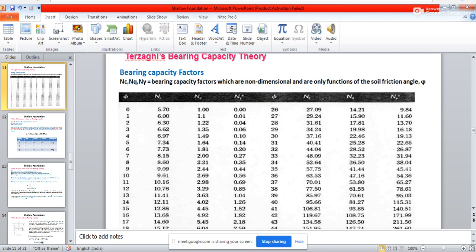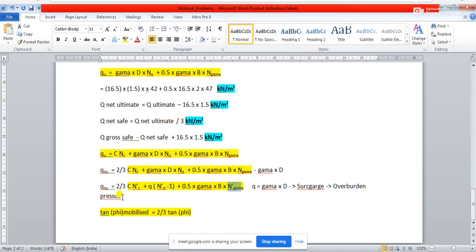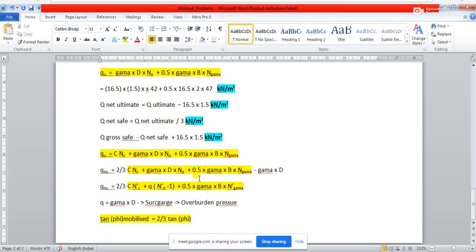So for local shear failure, the equation will change and take this form: 2/3 c Nc dash plus q (Nq dash minus 1) plus 0.5 gamma B N gamma dash.